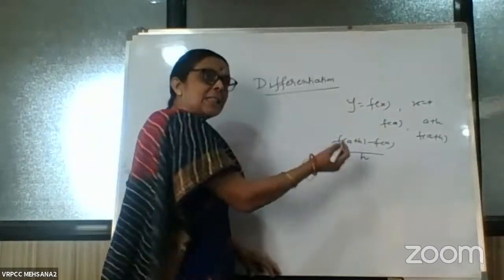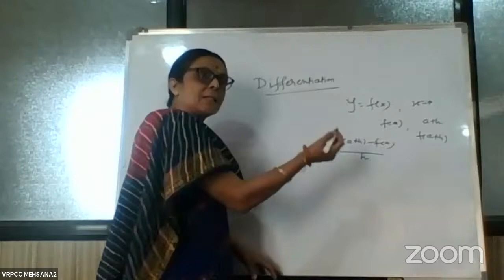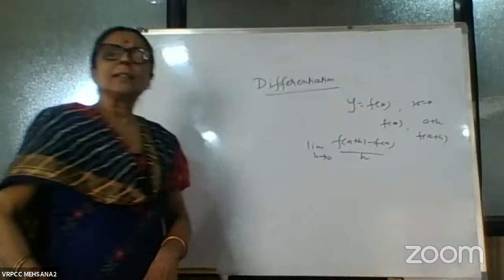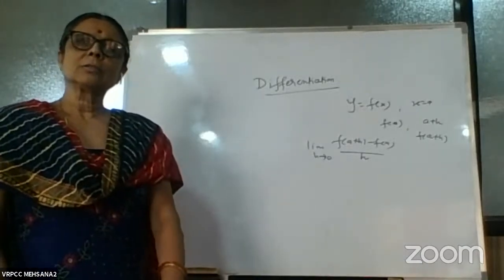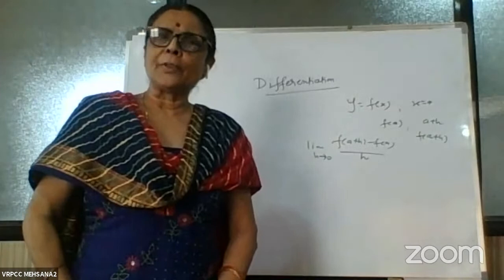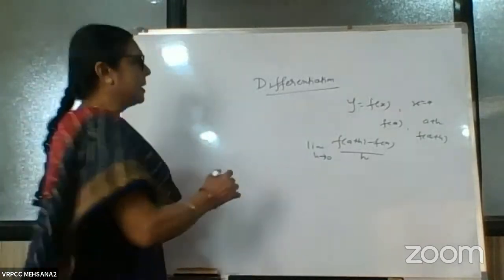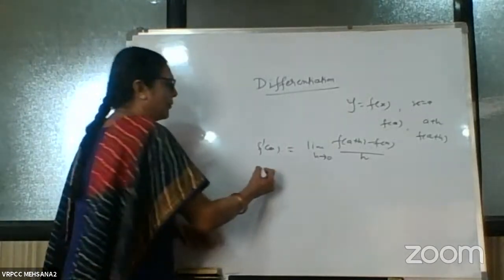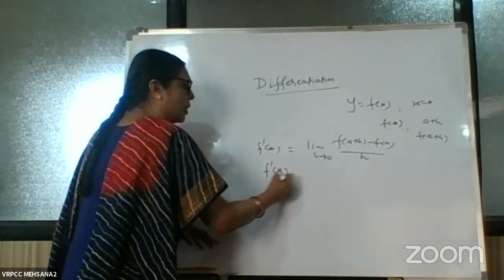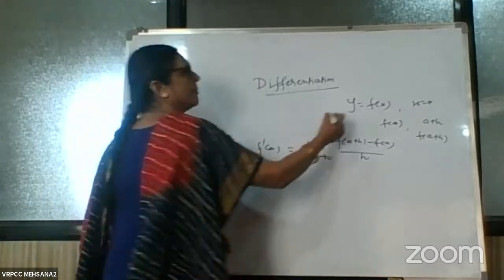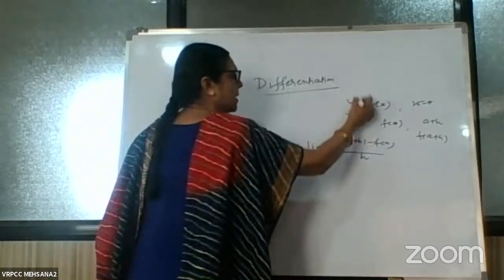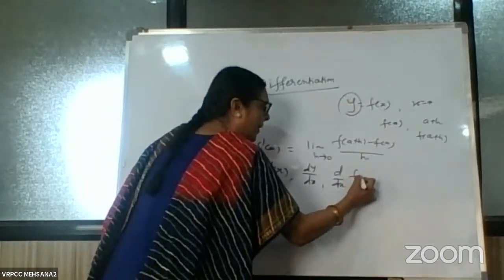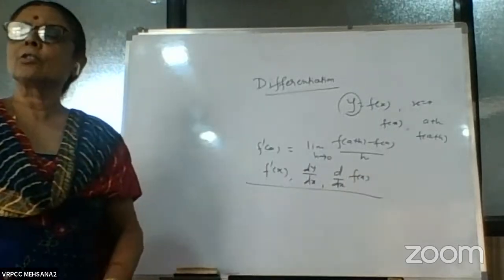If h tends to 0, then this ratio is said to be the derivative of the function at x is equal to a, and it is denoted by f dash a. For any value of x, the derivative is denoted by f dash x. If the function is in the form of y, then we denote it by dy by dx or d by dx of f(x). These three are the notations of the derivative.